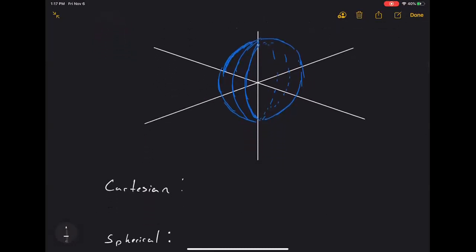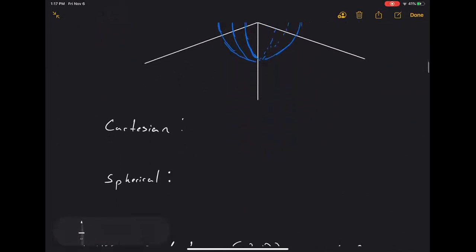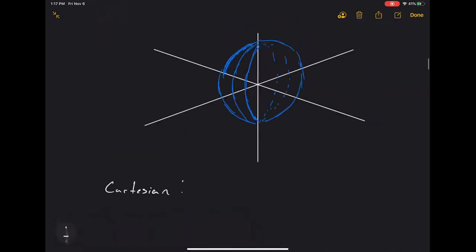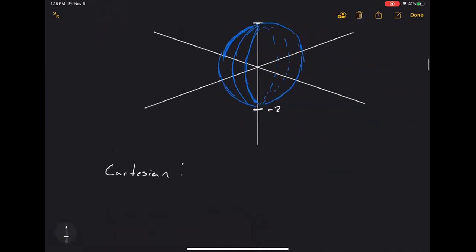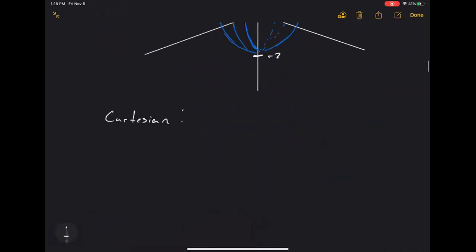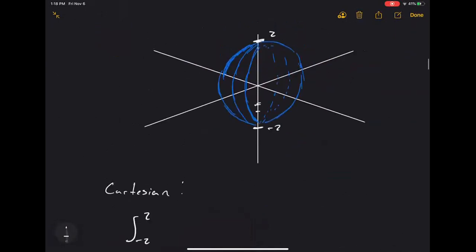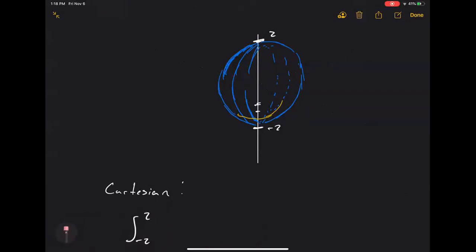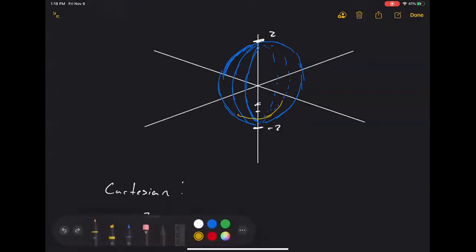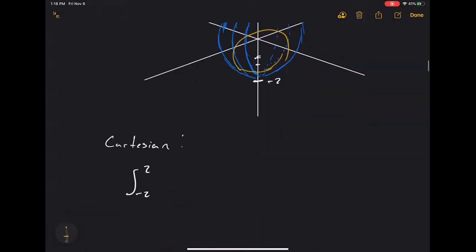Okay, so what if I wanted to integrate a function on that sphere? How would I set up my bounds of integration? Well, let's see, we'd pick one direction to be our constants. So let's say we pick z. Well, what are my constants? Negative 2 to 2, right? And then I take cross sections along the z-axis. And what are those cross sections? They'd be circles, right? All right, I lay my circle down flat on the page.